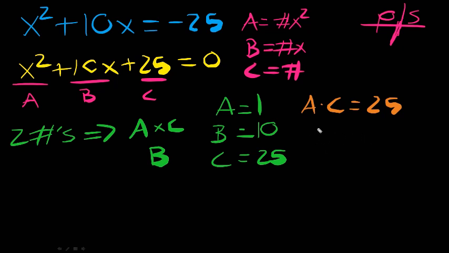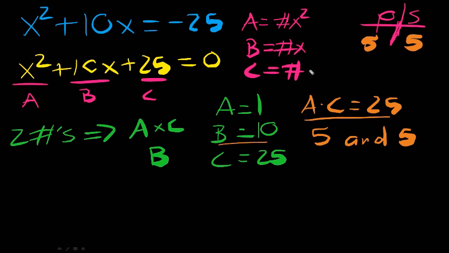From this information we can conclude that the two numbers will be 5 and 5. When you multiply 5 and 5 they equal 25, which is the product of AC, and when you add them, 5 plus 5 equals 10, and that equals B. So therefore those are the two product and sum numbers. Once you have your numbers, that's when you can start actually factoring this whole thing.